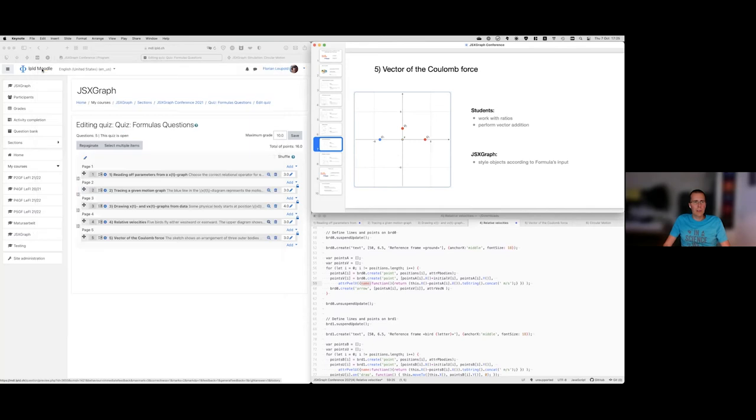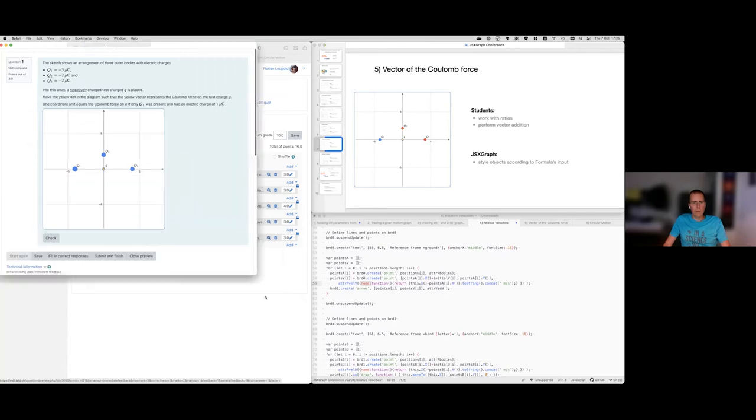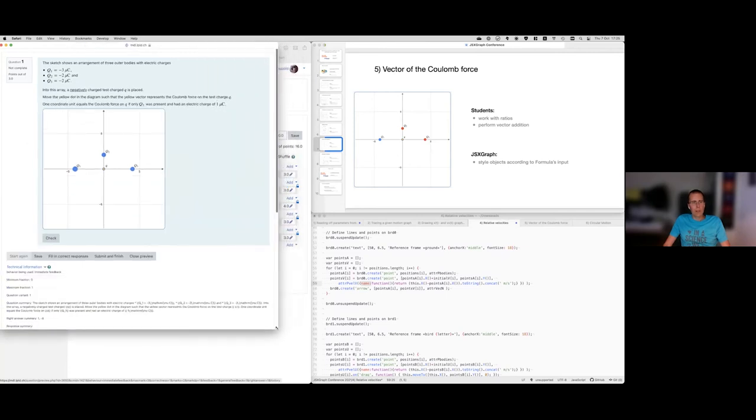The fifth example is an example from electrostatics. It's also quite an evolved or difficult task for the students. The situation is that there are three particles placed at these positions with some given charges. And at the origin, there's supposed to be a test charge. And the question is, how does the Coulomb force vector look on that test charge?